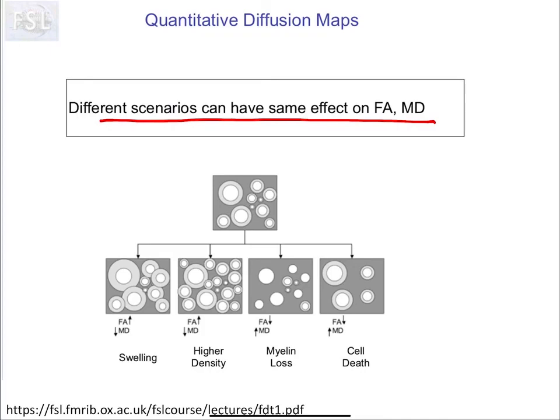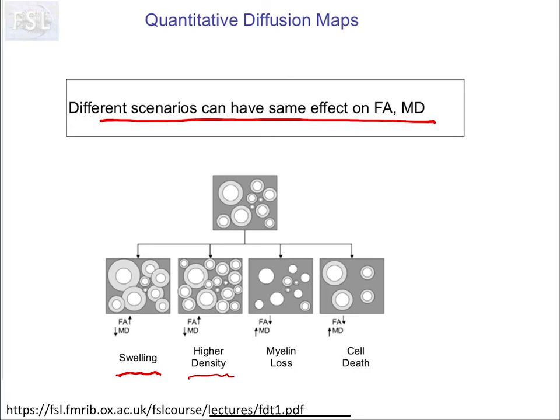For example, if I have swelling, the mean diffusivity can go down and the FA can go up, because now there's less room for the water to go through, and depending on how the swelling sets up, there might be a directionality to that. But I could also just have a higher density of cells that would give me the same sort of features.